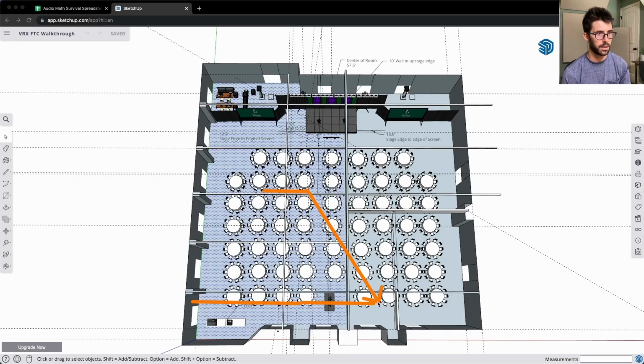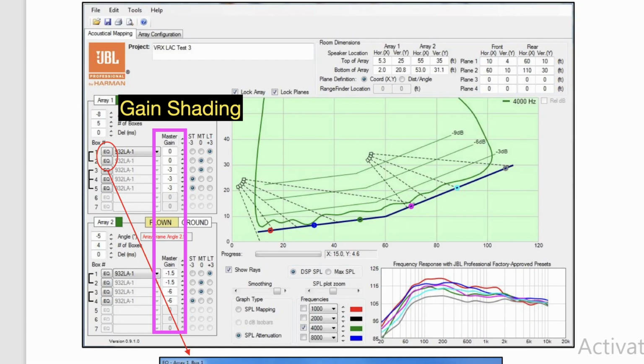We're going to answer a few more questions like what's different about deploying a constant curvature array versus a traditional line array? How can we predict horizontal coverage when our prediction software only gives us vertical coverage? And is gain shading a useful tool when deploying an array?